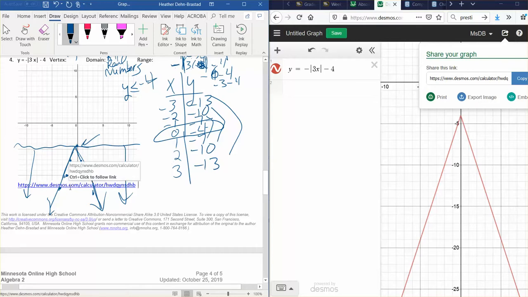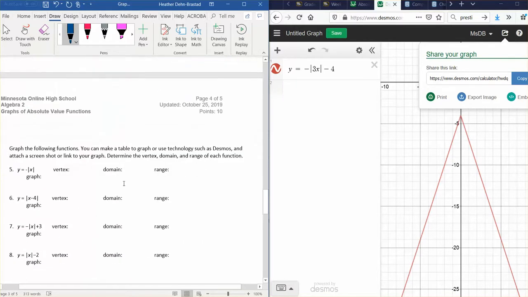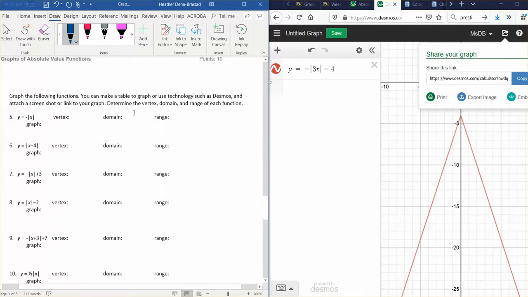Now that means that when I open your worksheet later in Blackboard, I can just click on it and see what your graph looks like. So it makes it a lot easier for me. All right, so on these problems, you're going to do the same thing. Graph them. Tell me what the vertex is, what the domain is, and what the range is. You can attach a screenshot of your graph, or if you make them in Sketchpad, you can just attach the files separately.